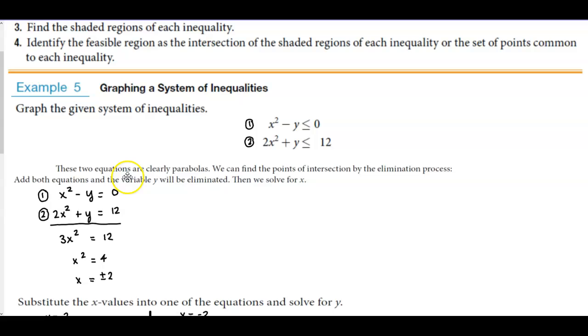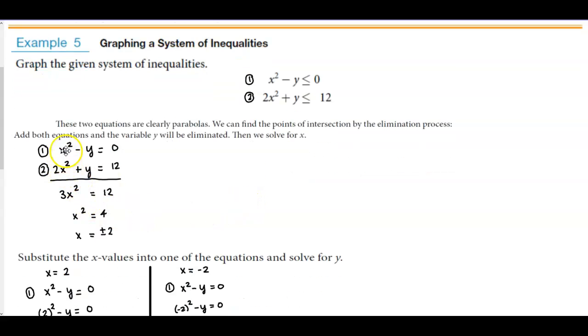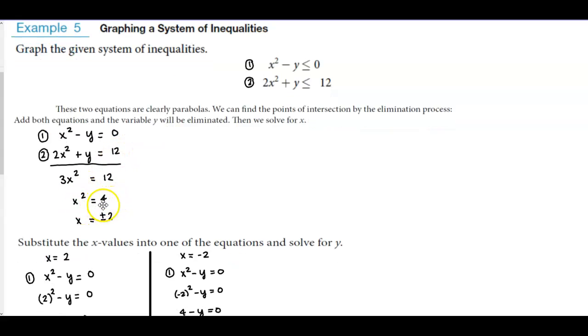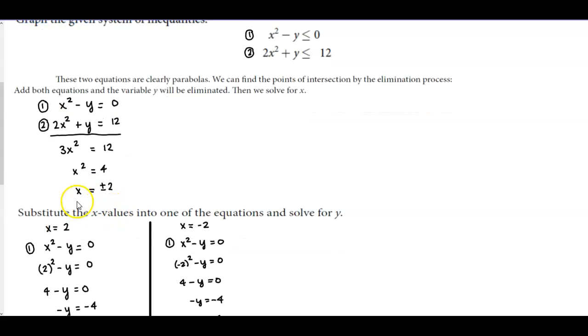So the two equations are clearly parabolas, and we can find the points of intersection by the elimination process. If we add both equations, the variable y will be eliminated, and then we can solve for x. So we get 3x squared, which is equal to 12. Divide both sides by 3, we get x squared, which is equal to 4. If we take the square root of both sides, we get x, which is equal to plus or minus 2.